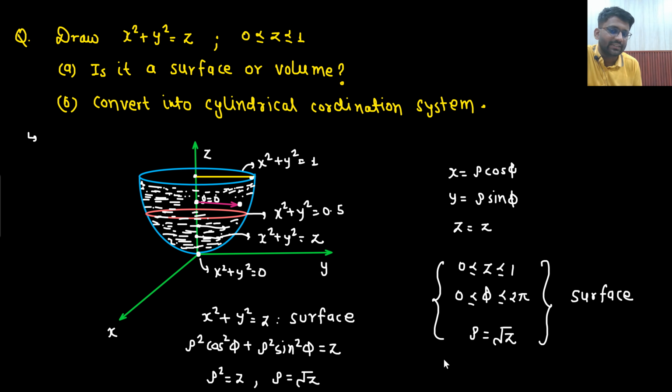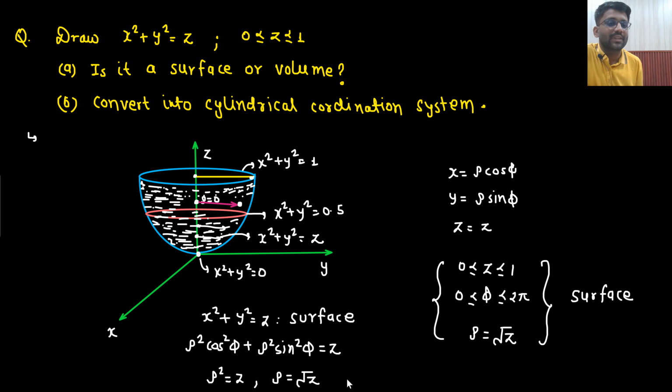So for covering this surface, z should go from 0 to 1. The value of z is going from 0 to 1. Phi is going from 0 to 2 pi. But rho remains tied to this surface, which equals under root z. Although z is varying, rho follows it. If rho went from 0 to under root z, we would be talking about the volume inside. But you are only talking about the surface, and on the surface the value of rho is under root z only. So here I should have written rho equals under root z, not from 0 to under root z.